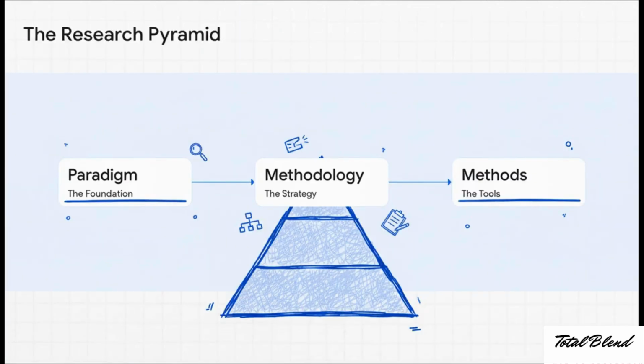So, the most important thing to get from this is that there's a clear hierarchy. Your foundational paradigm, your worldview, it shapes your strategic methodology. And that methodology then dictates which specific methods, which tools are the right ones for the job. For your research to make any sense, all three of these levels have to be perfectly aligned.